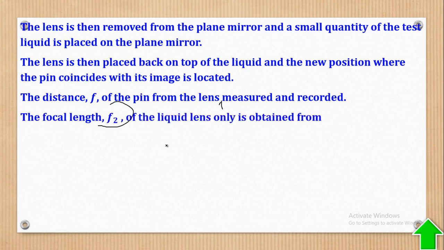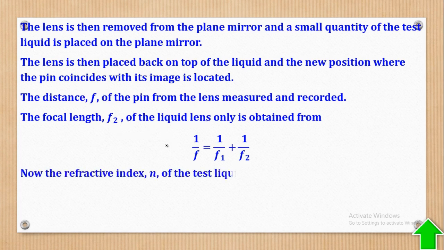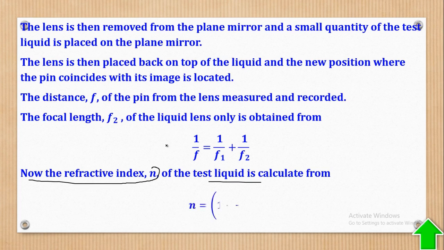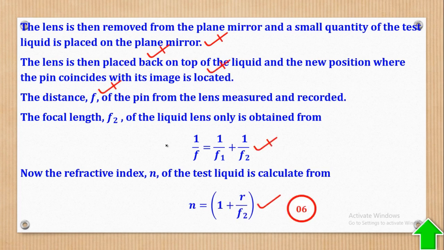The focal length f2 of the liquid lens only is obtained from this expression. Remember now, f1 was the combined focal length for both the liquid lens and the glass lens or the biconvex lens, and this f2 now is for the liquid lens only. So now the refractive index n of the test liquid is calculated from the expression. So that is how marks would be awarded.